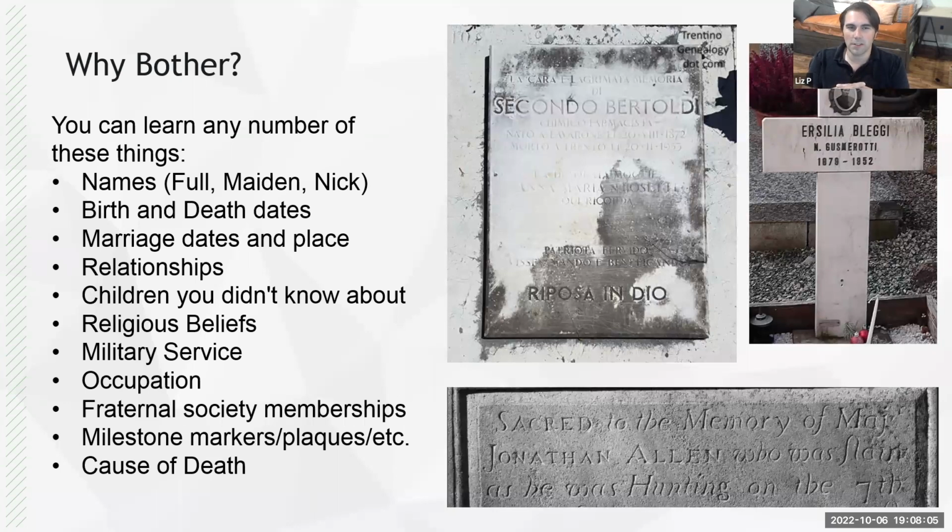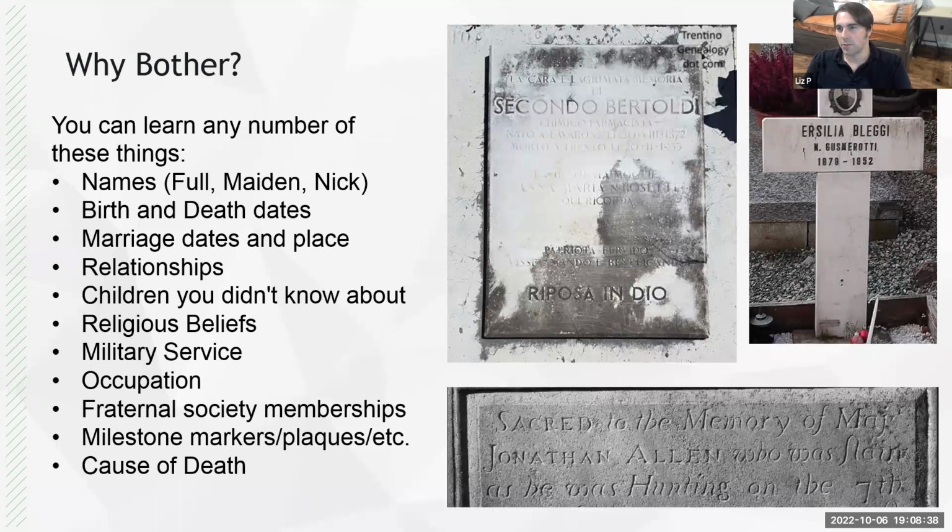So there are a lot of different examples of this. I list them here on the slide that you can see, but you're going to get names of people. Sometimes it's nicely the maiden name. So you can see in this Italian grave over on the right-hand side for Celia that it lists her maiden name, right? The Giusmarotti. And then in other cases, you'll get a nickname, which can be fun too. Most commonly, of course, you'll get dates, birth and death dates, you'll get marriage dates, sometimes the places of the marriage. You'll hear relationships described.